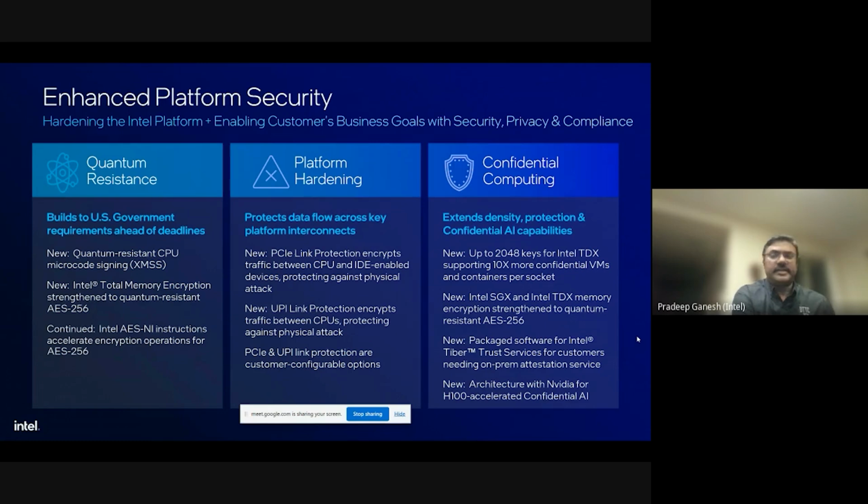We have increased the number of keys for TDX. TDX is Trust Domain Extensions, and this is the VM-based VM isolation solution from Intel. So we've increased the number of keys, so you can have 10x more confidential VMs per socket. And Intel provides SGX, and the memory encryption, like we talked about, has already been updated to AES 256. So Intel SGX, which is application isolation, is also now strengthened to be quantum resistant. Intel also provides Intel Tiber Trust Service for independent attestation.